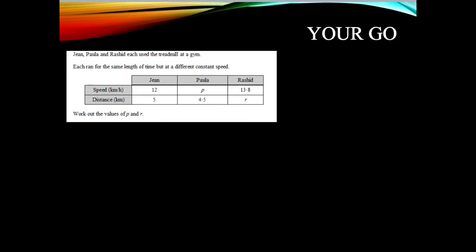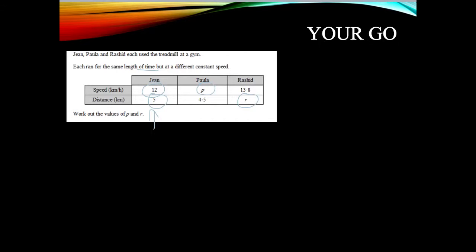This talks about Jean, Paula and Rashid using a treadmill at the gym. Each of them ran for the same length of time, but at a different speed. Work out the values of P and R. So we know that Jean went 12 kilometers an hour over a distance of 5 kilometers. This is going to be the key for you to work something out. Pause the video, have a go, see if you can work out what these constants are for P and R.